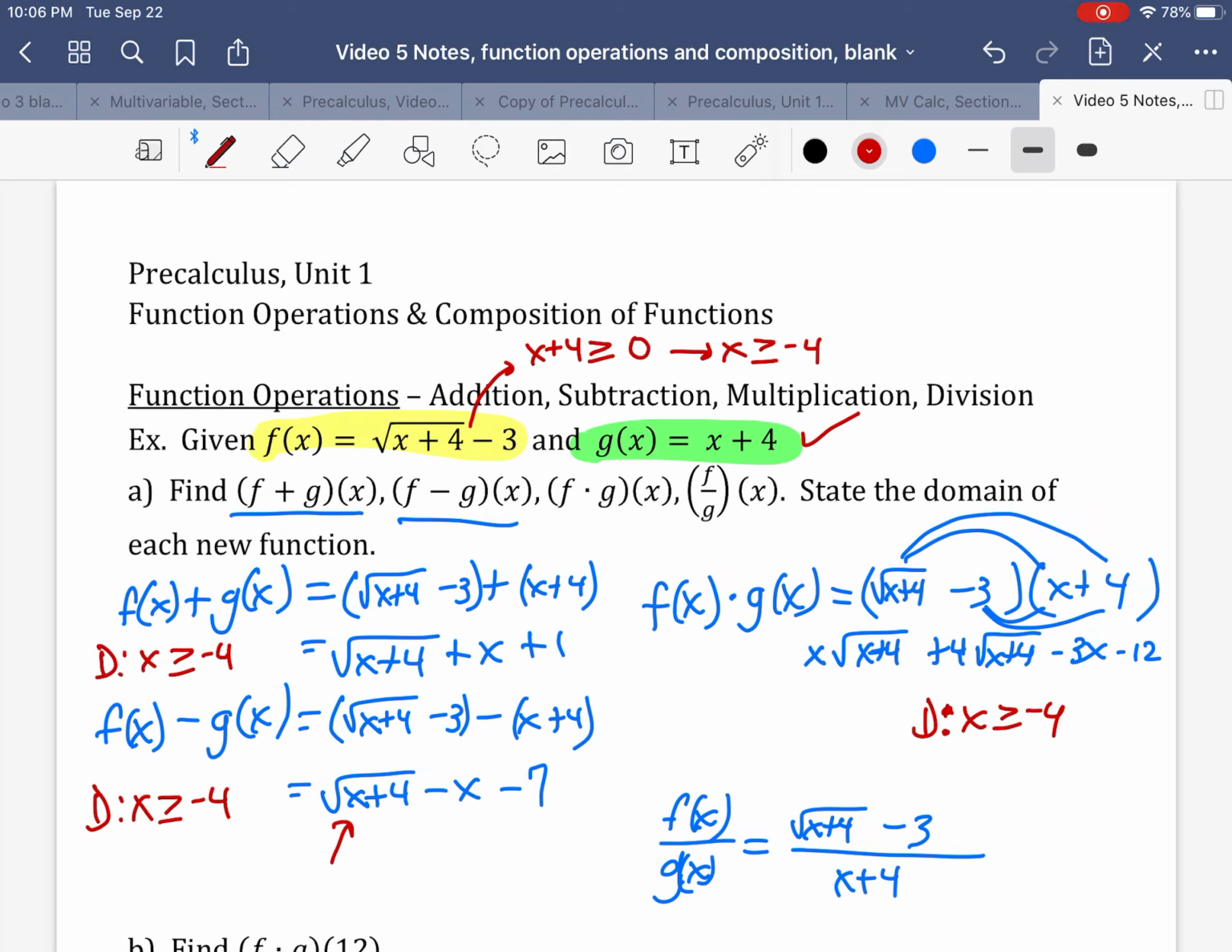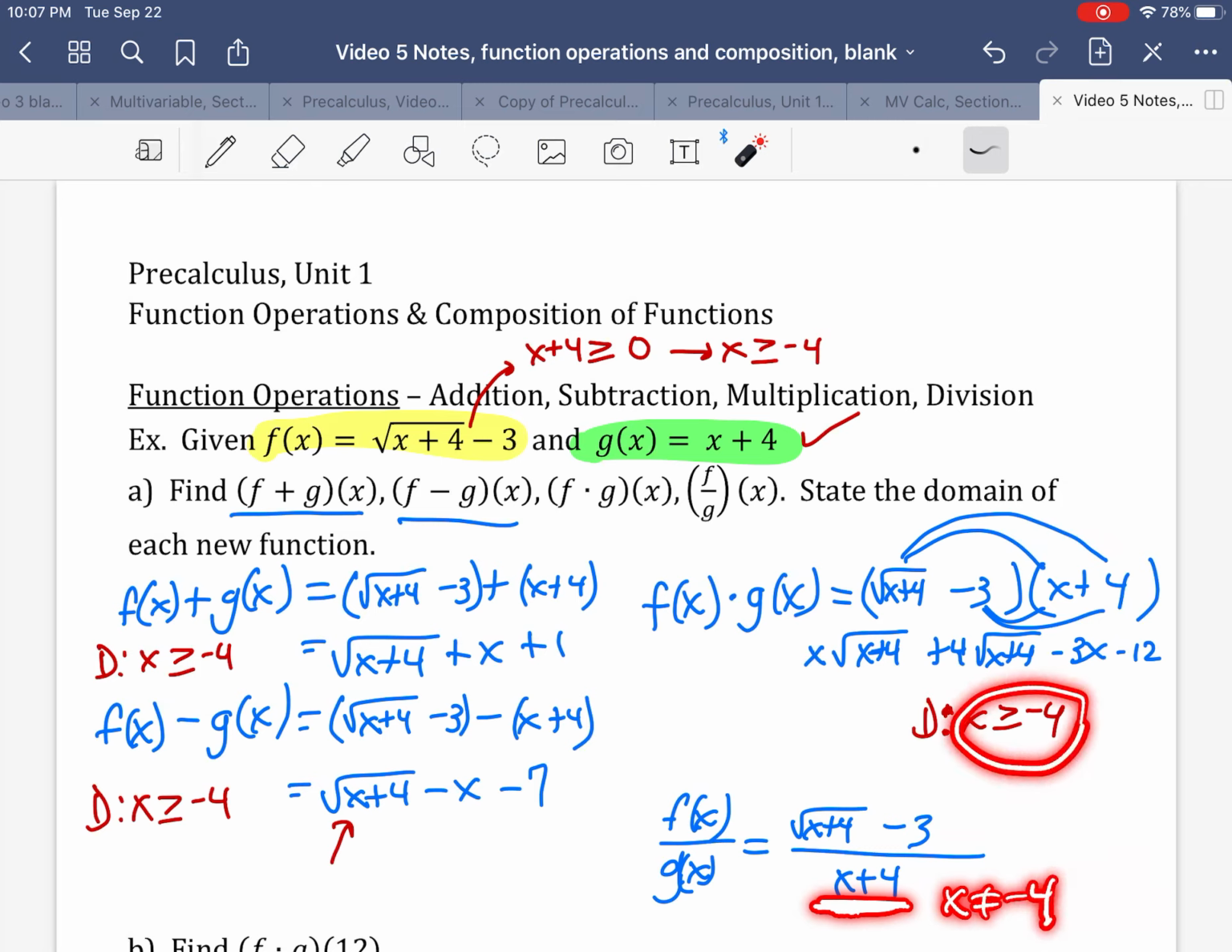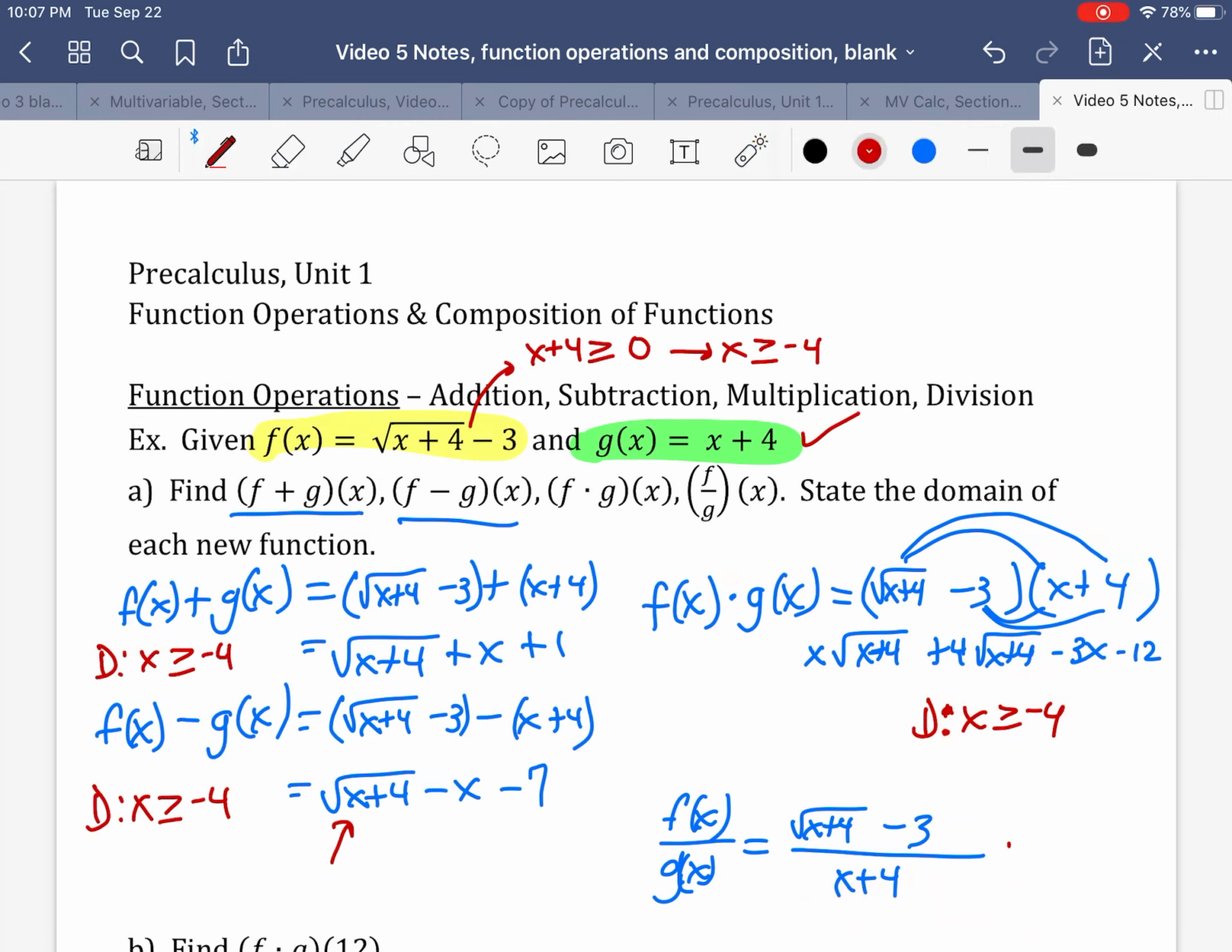Now, over here, on this last problem, I have another little scenario. Not only do I have this piece again, but I also got this expression on the bottom. And remember, you can't have the bottom be 0, so x cannot be -4 in this case. So I want to write the same thing that I have right here, but I don't want the equal bar. So I'm going to limit it like this.